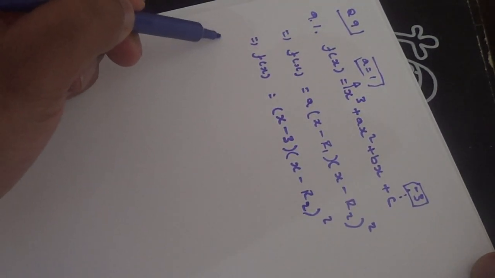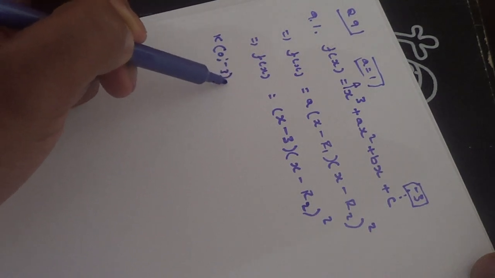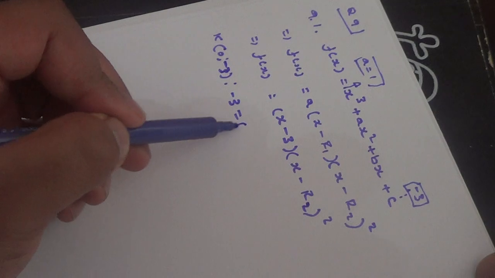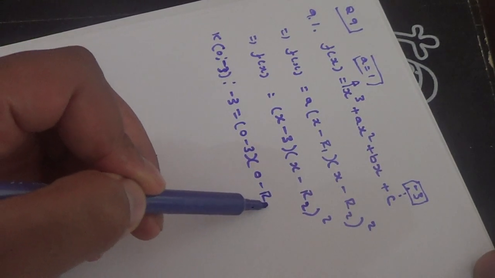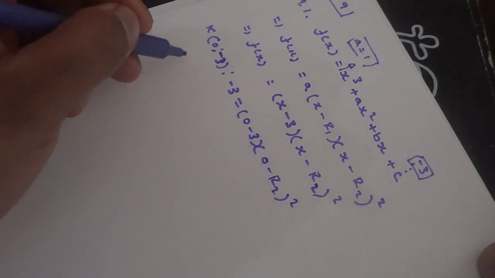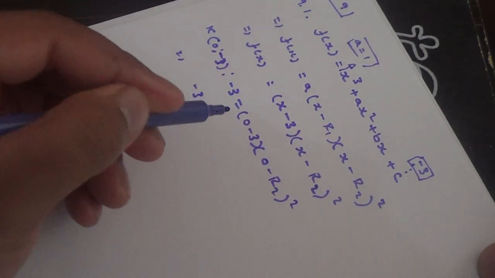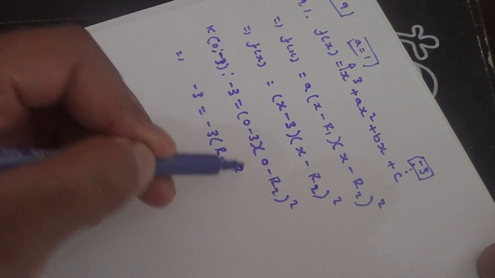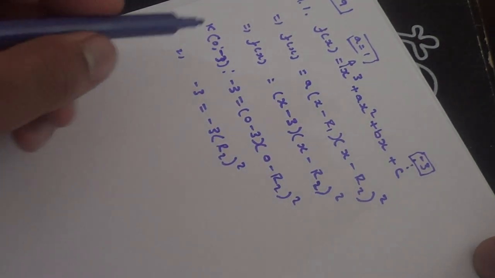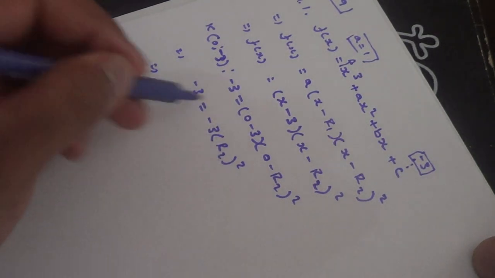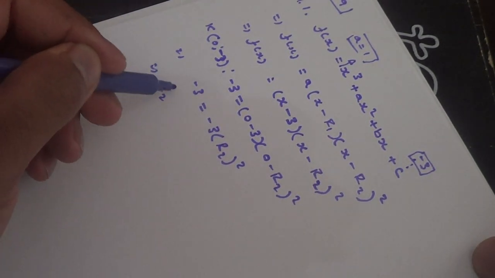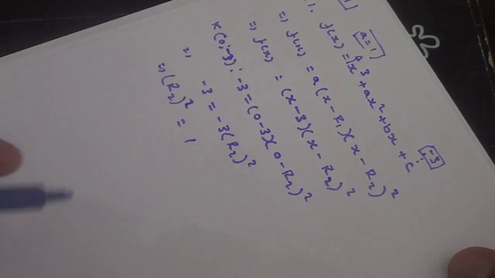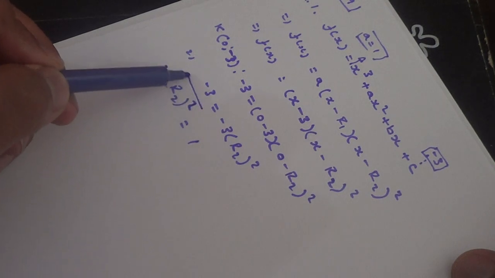Then through this point k, which is our y-intercept, it's 0 and minus 3. This is such that minus 3 equals 0 minus 3 times 0 minus R2 all squared. So we're solving, which implies what? Minus 3 equals, here we're going to have minus 3 into R2 squared, because when you square that, it becomes positive. So that is the case. This also implies now I divide by minus 3. So this R2 squared equals 1, because minus 3 divided by minus 3 is 1. So I take the square root.